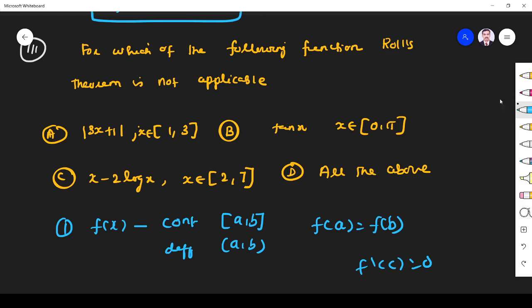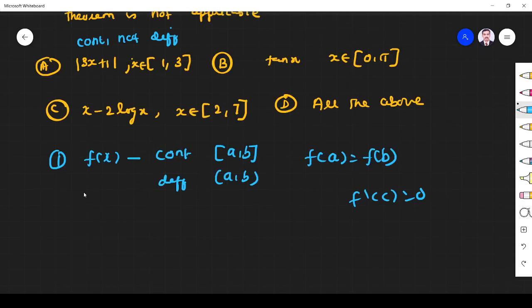So here you see the first one, mod. Mod is a continuous function but not differentiable, that we know. Whenever we have a mod x function, for example, mod x will be like this. So mod x is continuous, but at one point surely it will not be differentiable. Any modulus is not differentiable. So the second condition fails. First condition okay, continuous, but the second condition fails. So here we cannot apply. So this may be one answer.